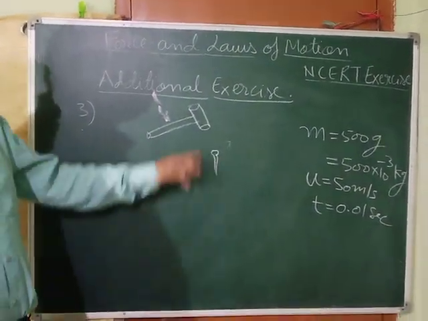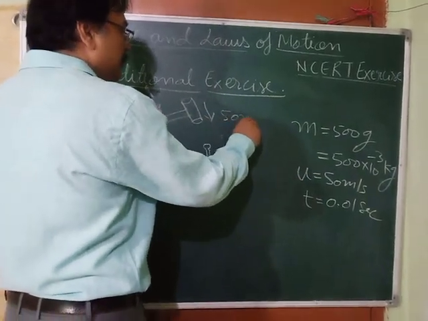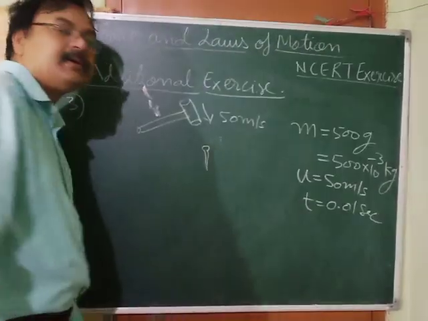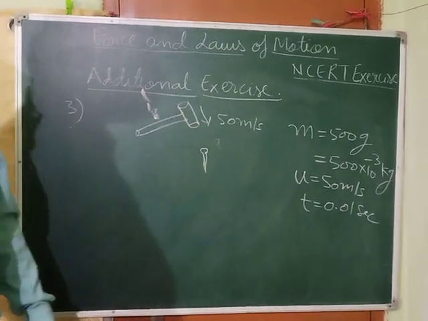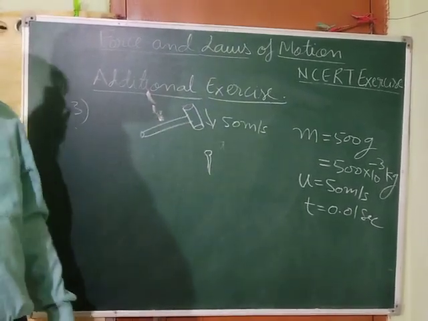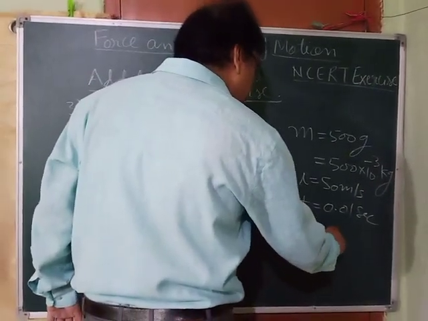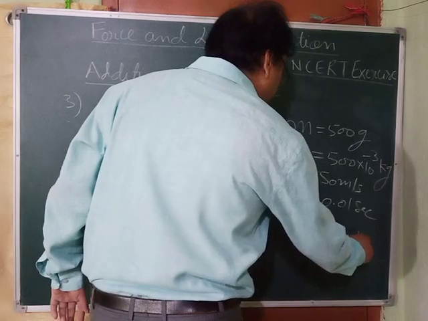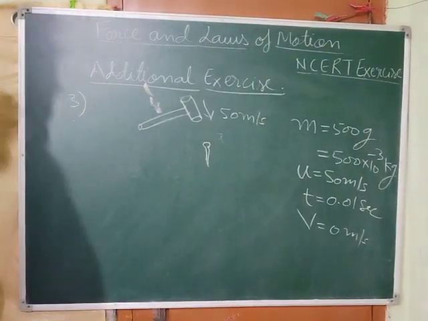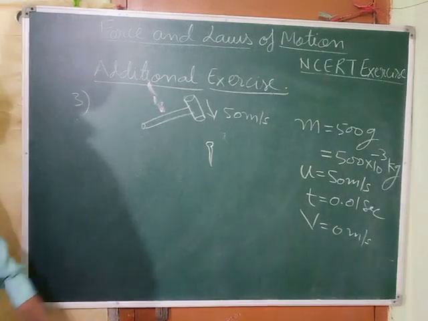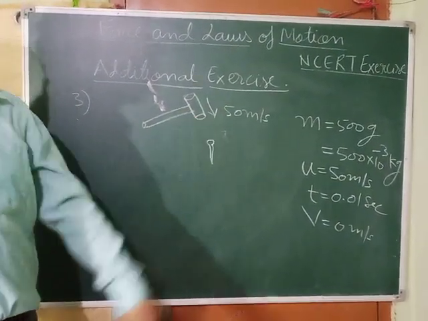Now its velocity is how much? Its velocity is 50 meter per second. When it hits the nail, then obviously it comes to rest. So what is its final velocity? Final velocity is 0 meter per second. Now, the question is that when it is hitting the nail, how much force the nail is applying on the hammer?